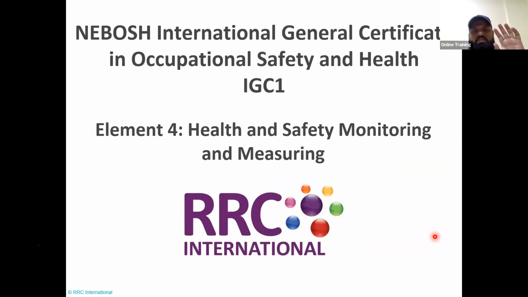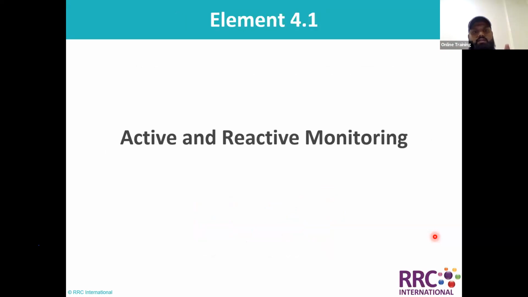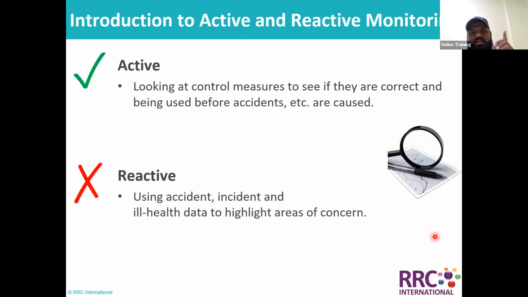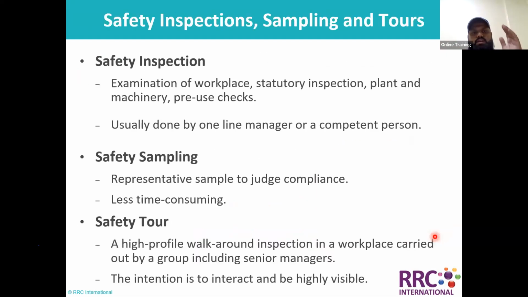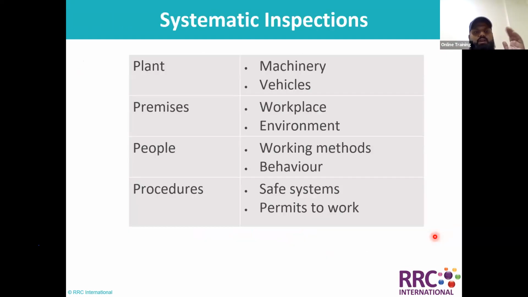Just a quick review, only 2 to 3 minutes. If someone wants to leave, we can leave. I will give you the continuity of the whole element 4, in which we discussed health and safety monitoring and measurement. First, we discussed active and reactive monitoring. In active monitoring, we discussed risk assessment, training, meetings, and inspections: different types of inspections, safety sampling, and safety tours. And what do we check in an inspection? Plant, premises, people, and procedure.